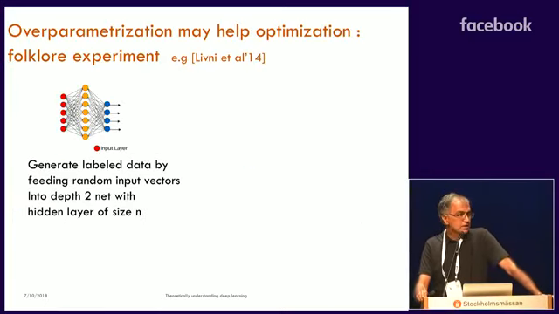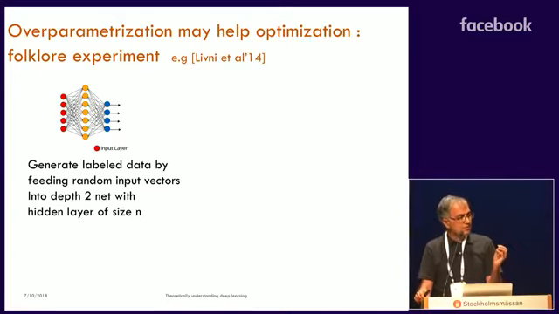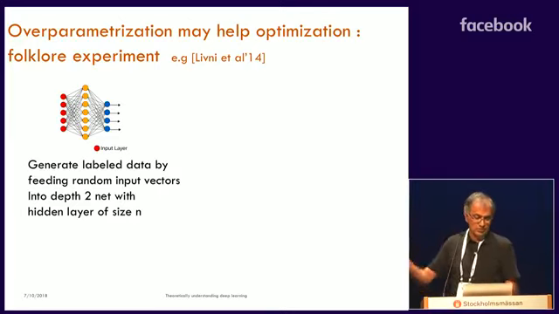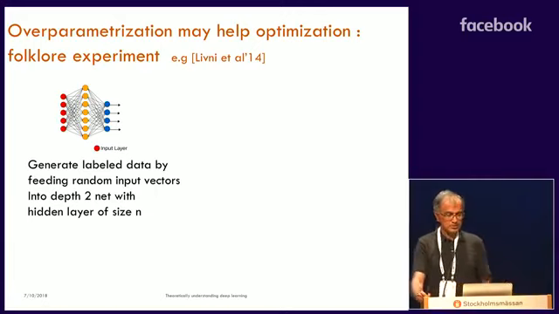So obviously, the reason people are using it is that overparameterization seems to help optimization. And let me describe that help by a very striking example. Okay, and this is a folklore experiment that probably many deep learning people have done. And I know about it from a paper of Livni et al. It's the following. Okay, it's a very simple experiment.